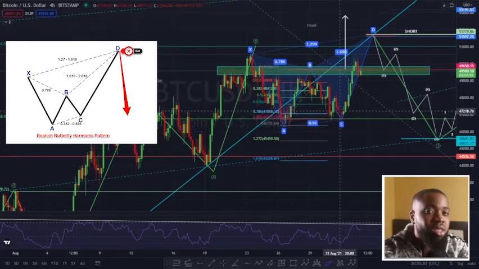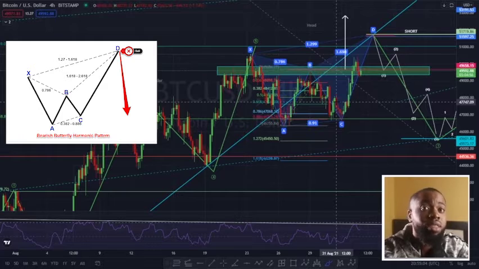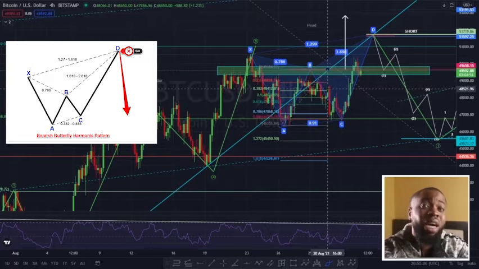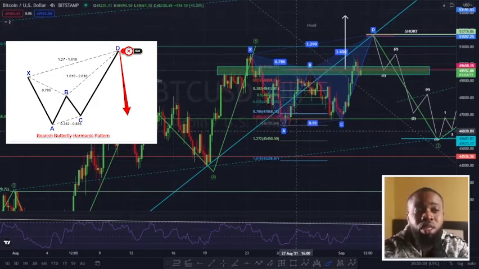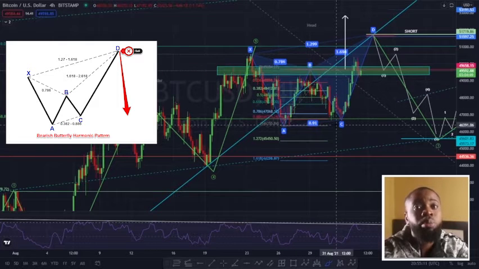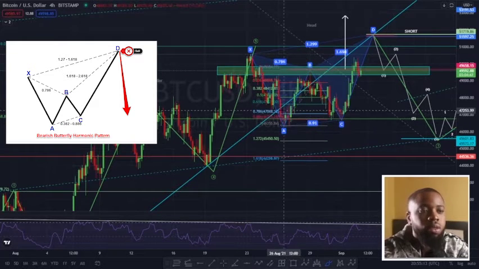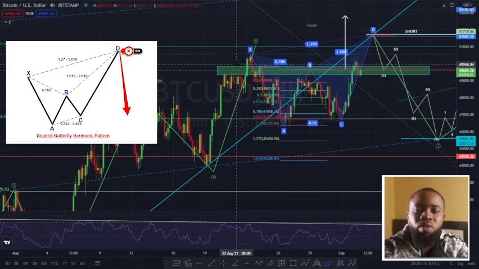So this is a strong signal for me to say, hey, this is probably some kind of harmonic pattern. And based on the measurements, it looks like a butterfly pattern. All right. So now, how do we know the termination of this butterfly?